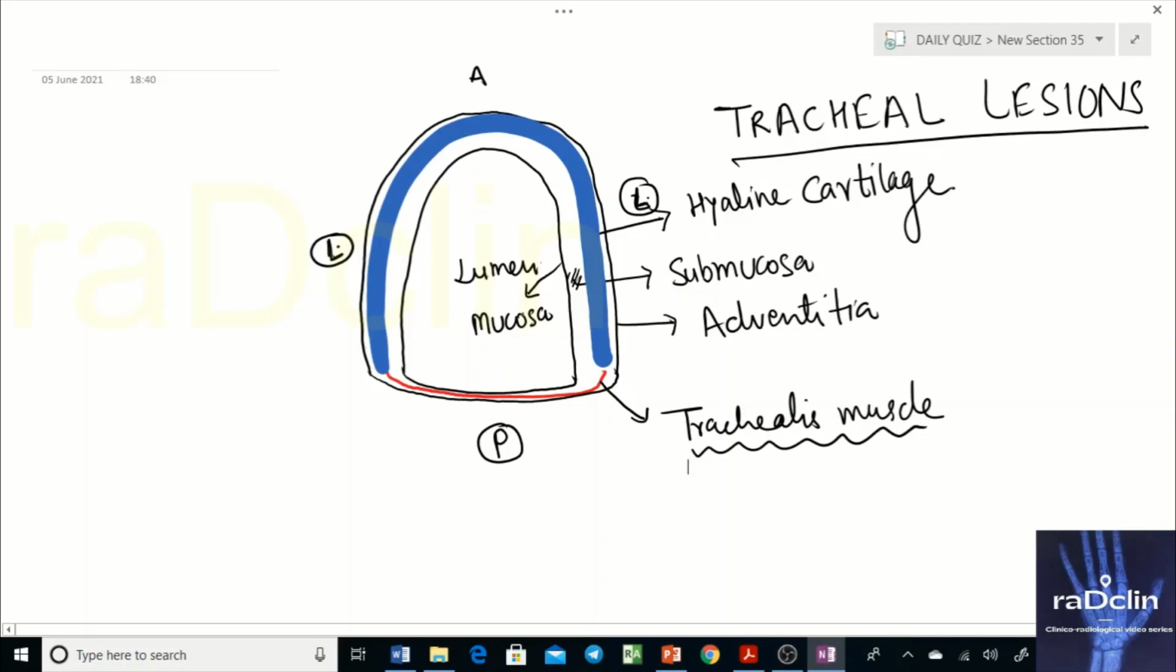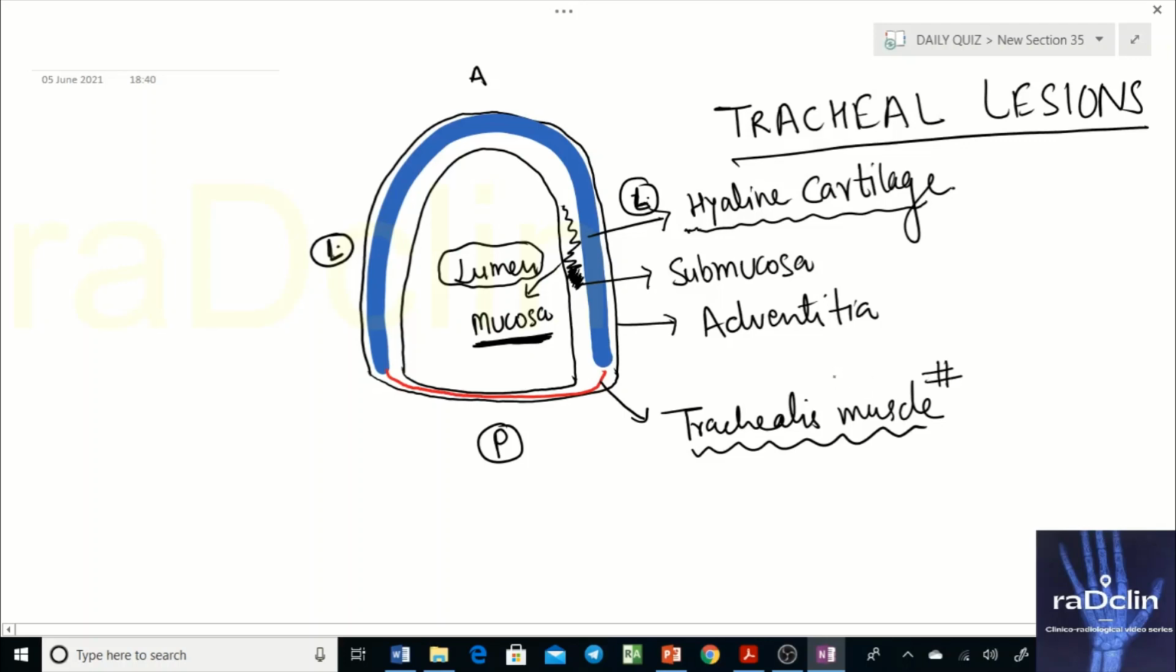If I divide it into layers, the innermost layer around the lumen is your mucosa. Next, you have the submucosa, the shaded layer. Exterior to the submucosa is this thick blue line that I have drawn, which is nothing but your hyaline cartilage. This hyaline cartilage is absent in the posterior wall. In the posterior wall, there is a red line that I have drawn, and that is your trachealis muscle.